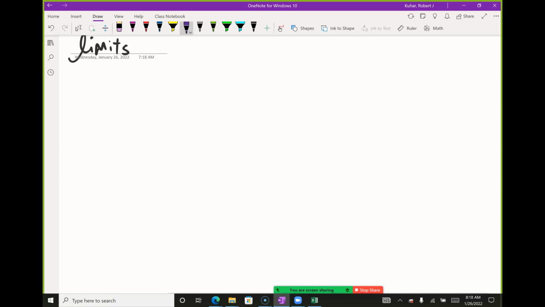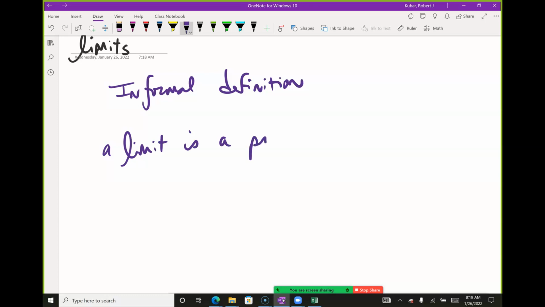Thank you. And so we're talking about limits, and we started with an informal definition, and then we're going to look at a bunch of ways that we find limits, and then we're going to bring back in that formal definition and show a connection with everything. So limits, I like this informal definition. And I like to say that a limit is a predictable height or value of a function.